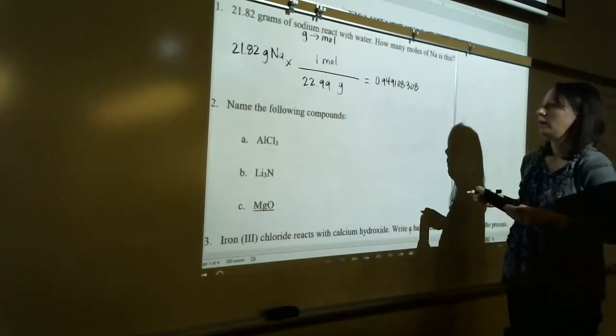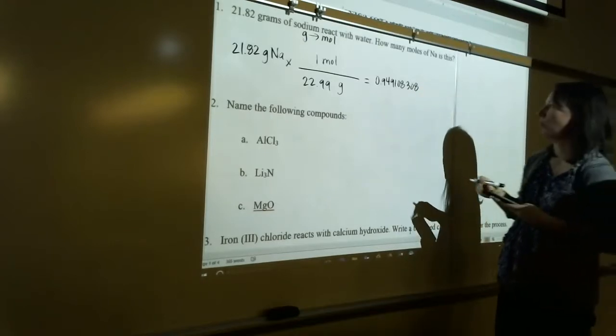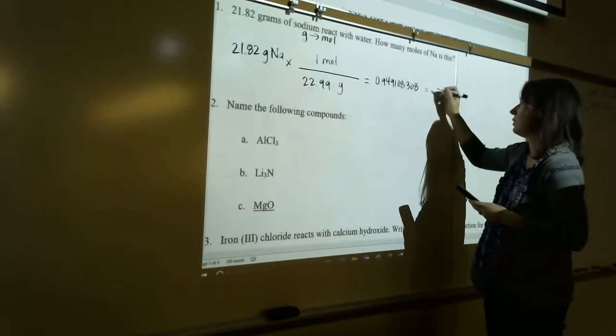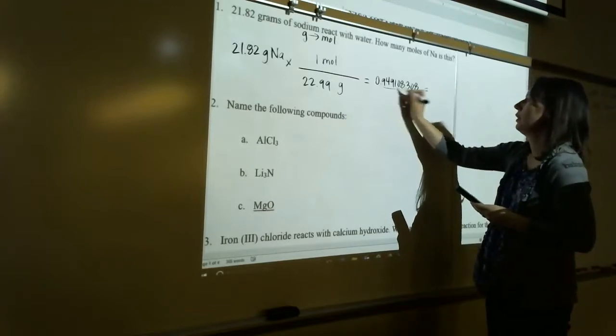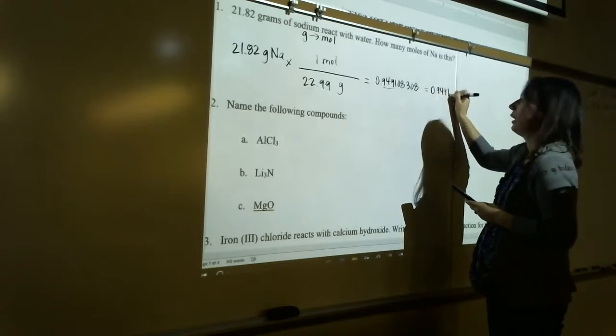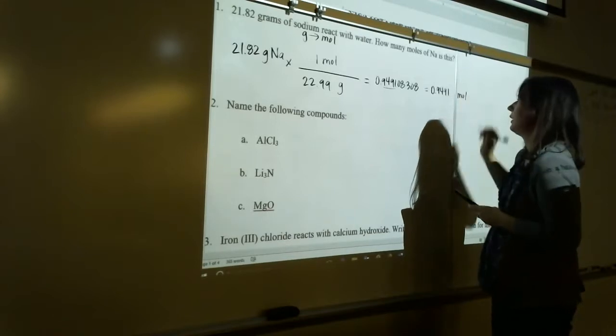Can I keep all those decimal places? No way. Why? That's way more accurate than the number I actually measured, right? So what's my final answer? How many sig figs do I keep? 4 sig figs, so that would be 0.9491, and my unit would be moles, right?